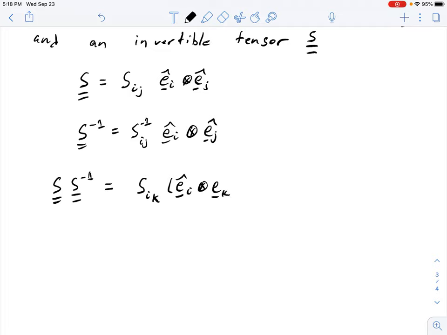tensor E_k. We picked k here because we're going to want the j on the next one. And then times S inverse_lj E_l tensor E_j. So picking k and l here, and then i and j here was strategic because we're going to want S_ik S inverse_kj at the end there.